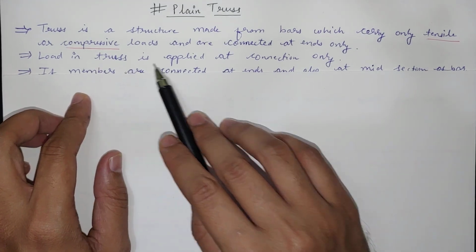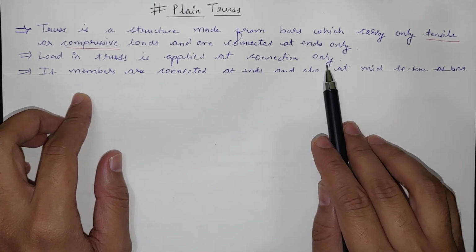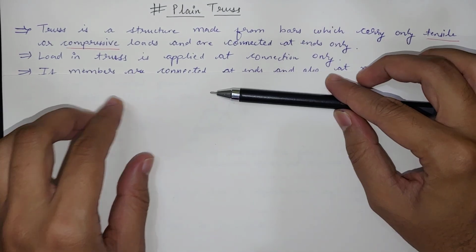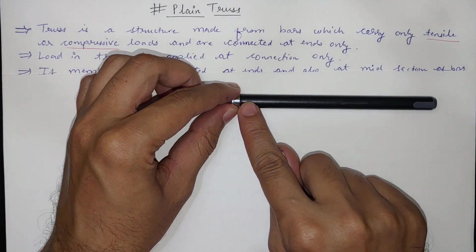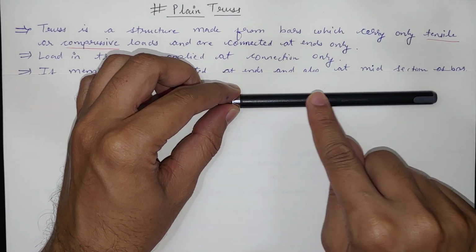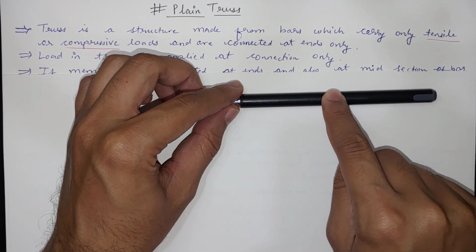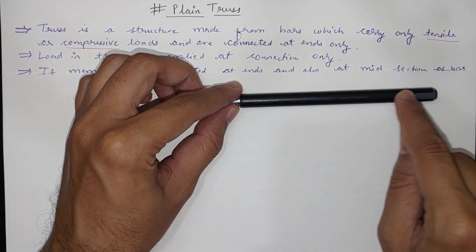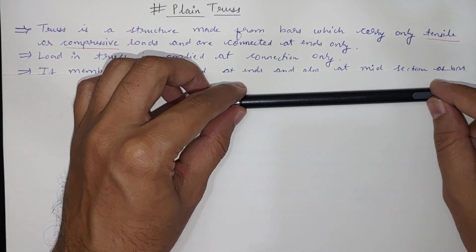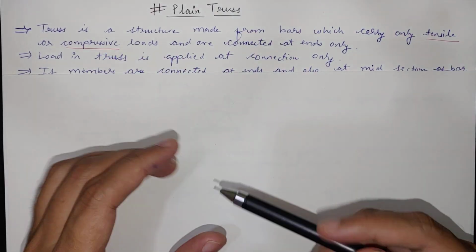And loads in a truss are applied at the connections only. So if this is a bar, there will be no loads in between, meaning we cannot apply a point load or a uniformly distributed load here. We just have to apply loads at the end points where the trusses are connected.